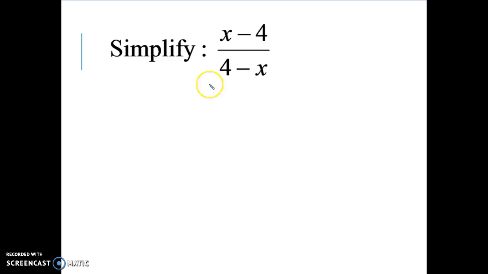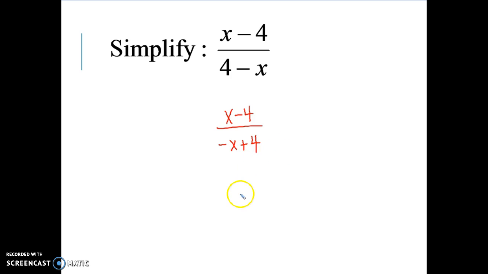In our last example, I have x minus 4 and 4 minus x. These are very close to being able to cancel, but I have the different order. Normally we want to write it with our x first, so I'm going to rewrite the bottom one so that the top one stays x minus 4. The bottom one becomes negative x plus 4. Again, super close, but all my signs are opposite.